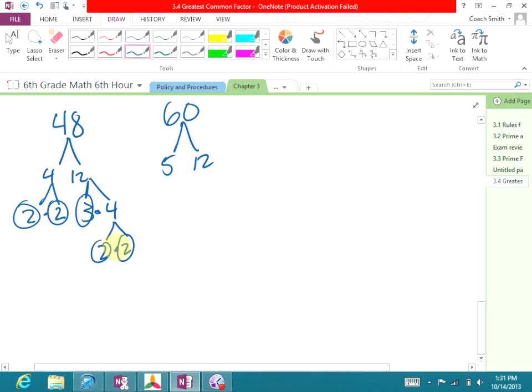I only circle the numbers that are prime on my factor tree. Okay, so my prime factorization is 2 times 2. I've got to check them off because I want to make sure I get all of them. Times 2 times 2 times 3.